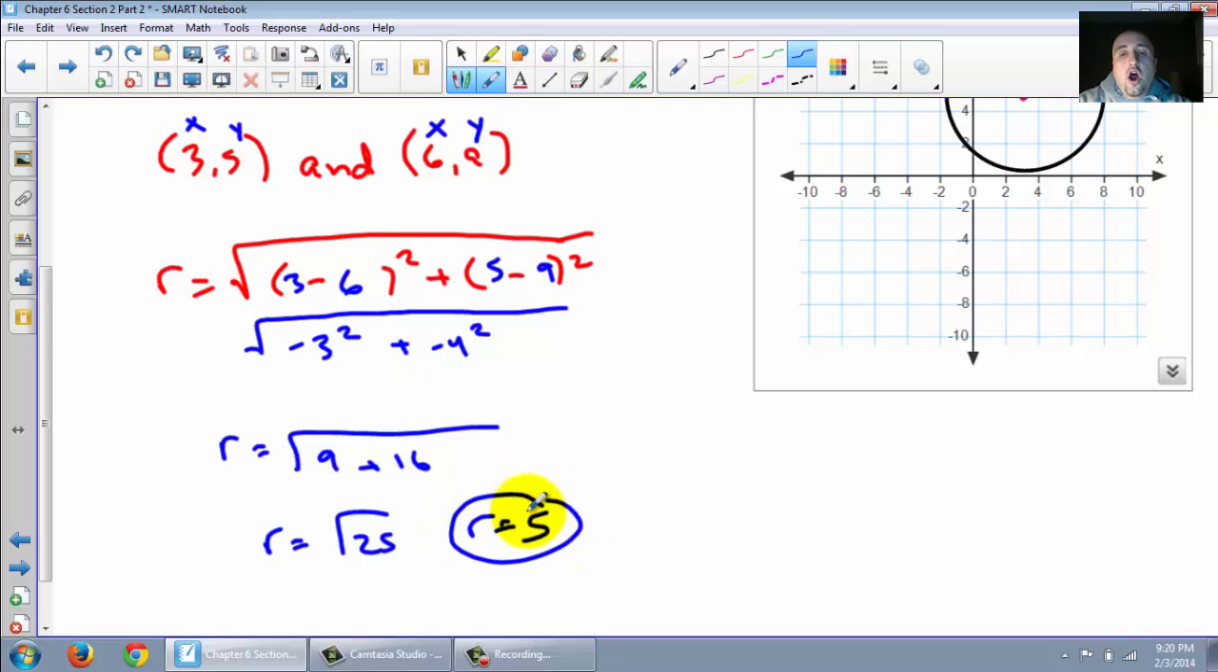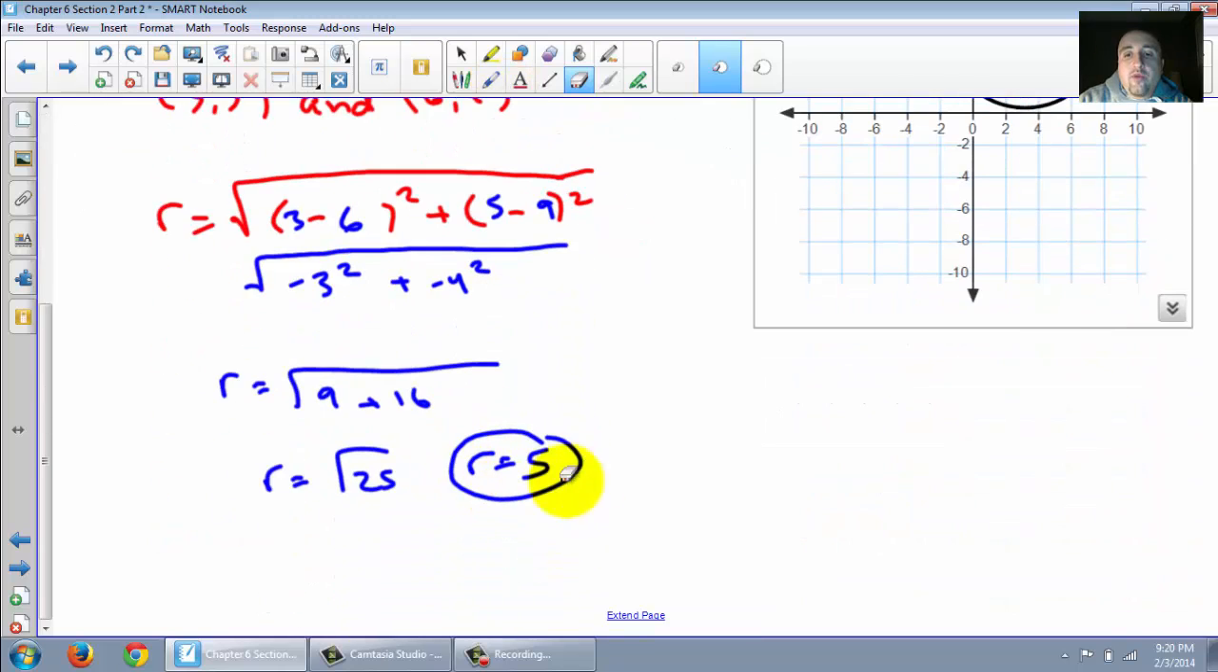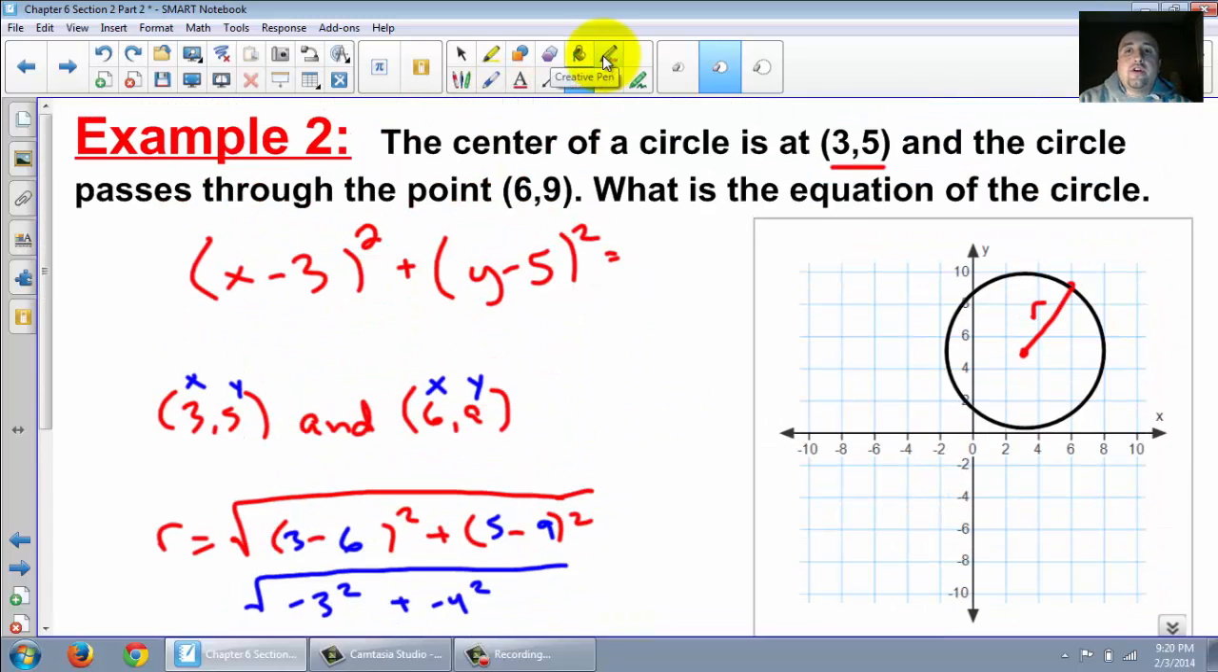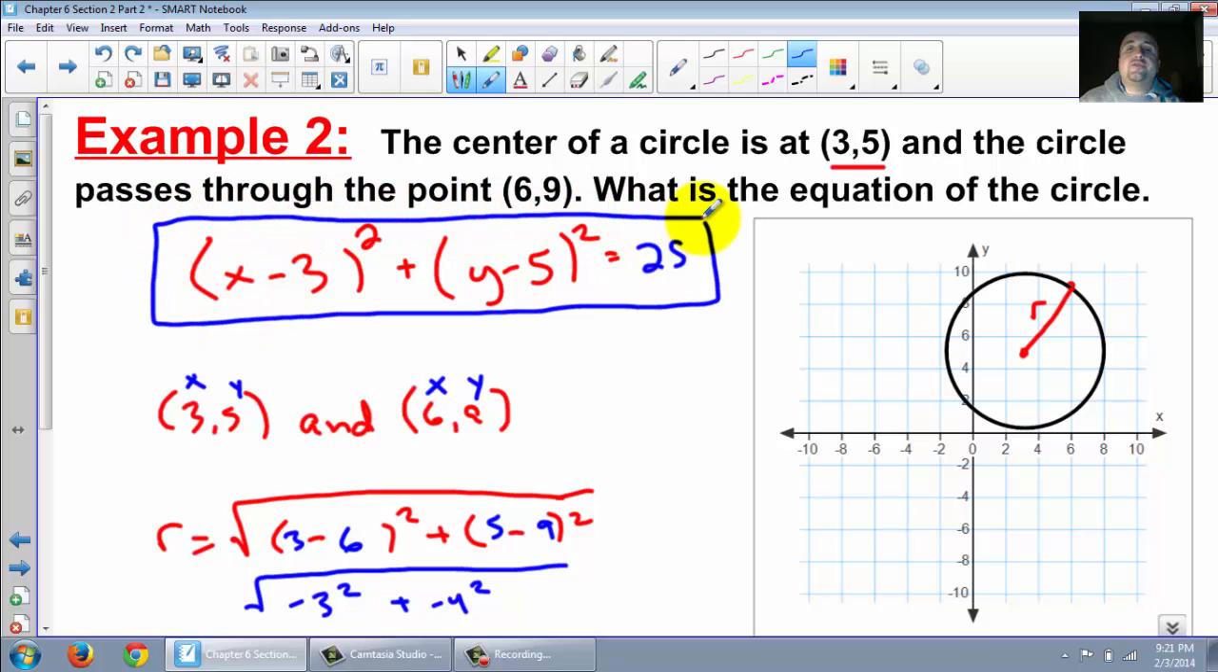Okay, now, r is 5, but what does our equation want? It wants r squared. So what would be 5 squared? Remember, our radius is 5. So up here, we need to put 5 squared, which would be 25. Okay, and that would finish our equation of a circle. Okay, so that's example 2.